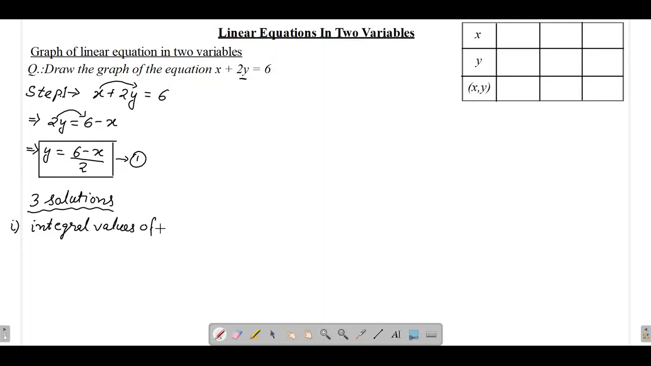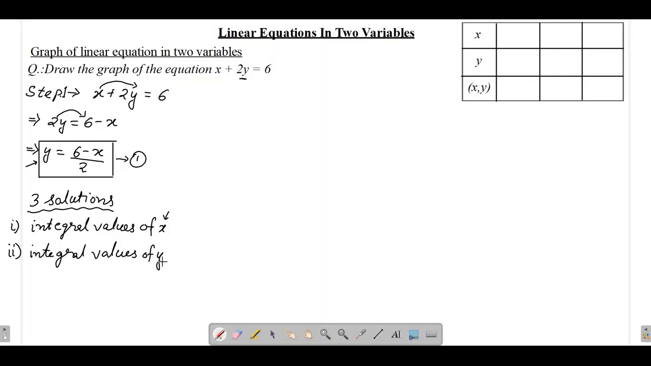of x. That means we will avoid decimal or fractional values of x. We will take either a positive or negative integer. We may take 0 also. And the second is we will take those values of x for which we get the integral value of y as well. So we should be getting the integral values of y also.